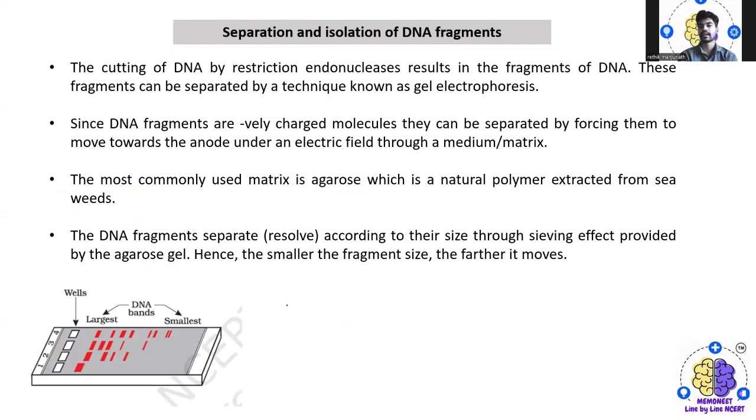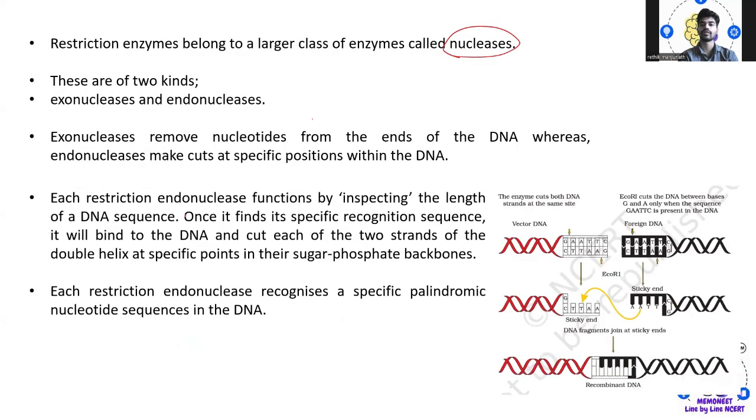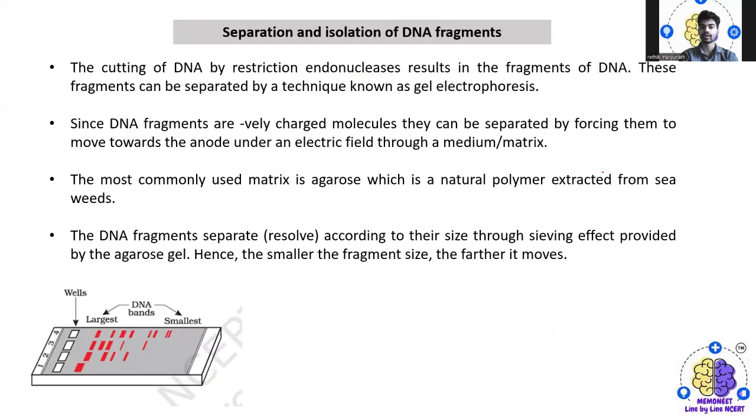Once it is done, there is another step called separation and isolation of the DNA fragments. How do you know which is the desired one that you want? The cutting of DNA by a restriction endonuclease results in fragments of DNA. For example, we have the DNA here, and we cut it with the help of a restriction endonuclease, so we get pieces of DNA.